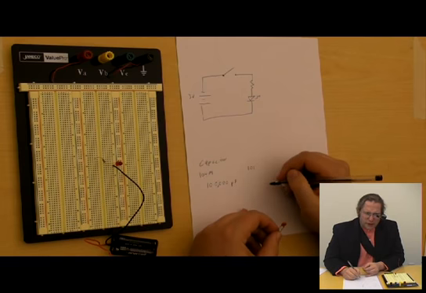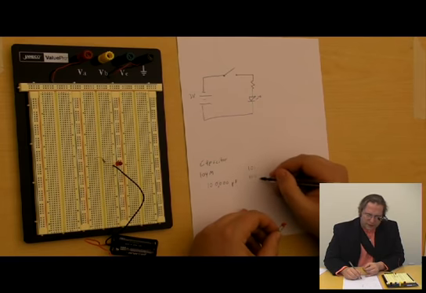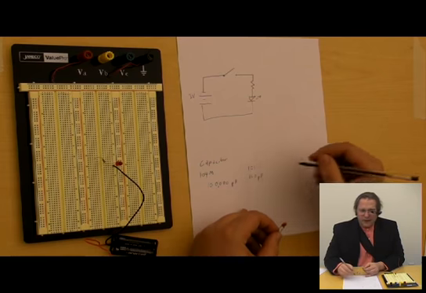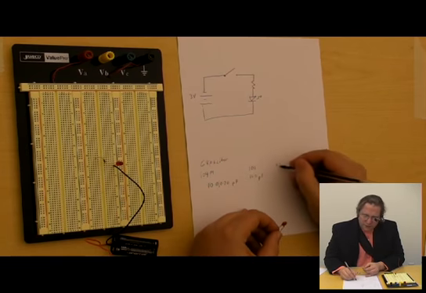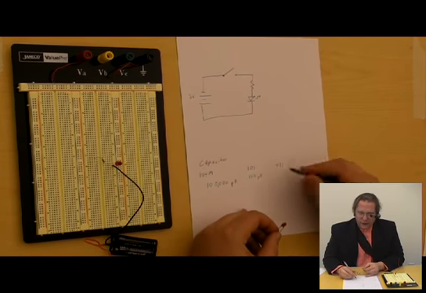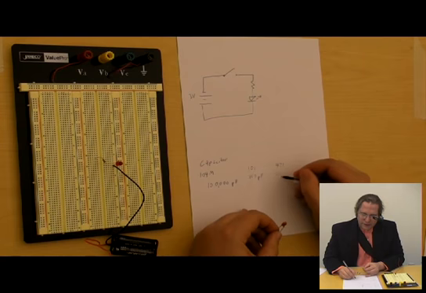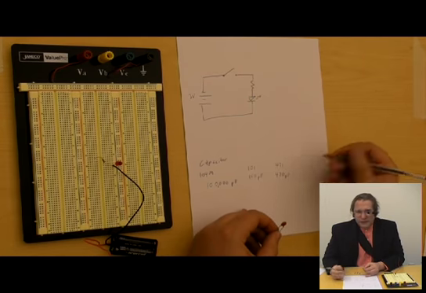101 would mean 10 followed by 1 zero, or in other words, 100 picofarads. If I have something that says 471 on it, it'd be 47 plus 0, or 470 picofarads.